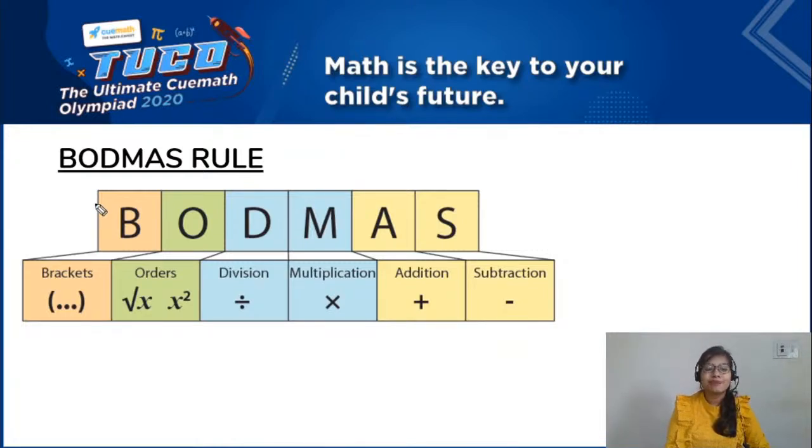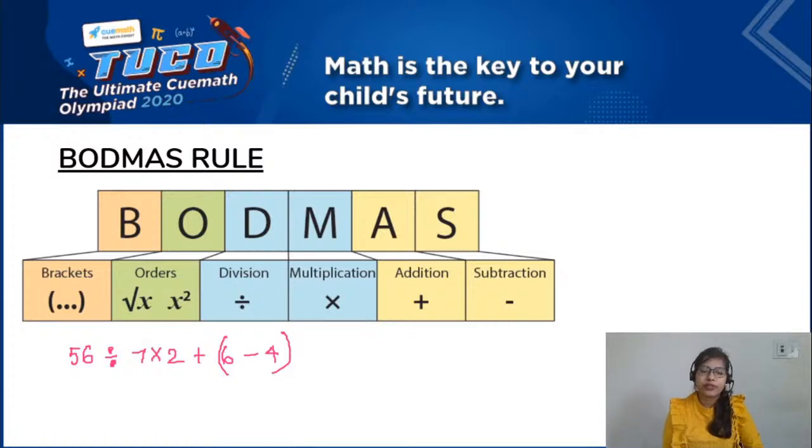According to BODMAS, B stands for brackets, O stands for orders. Orders are basically your indices, powers and exponents. D stands for division, M stands for multiplication, A for addition and S for subtraction. Now quickly let me give you a very small example. 56 divided by 7 times 2 plus 6 minus 4. So this is what I have, and I have to evaluate this expression.